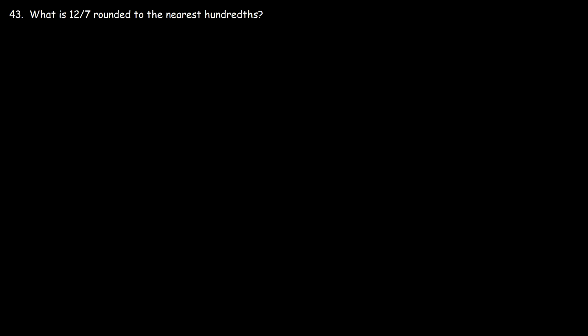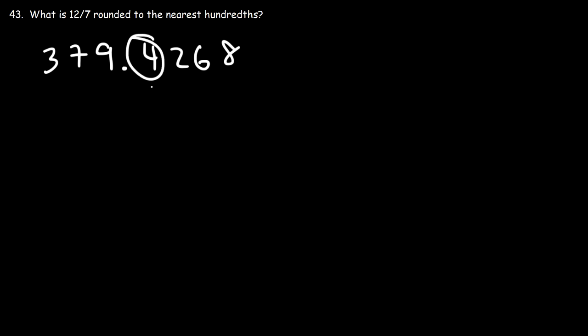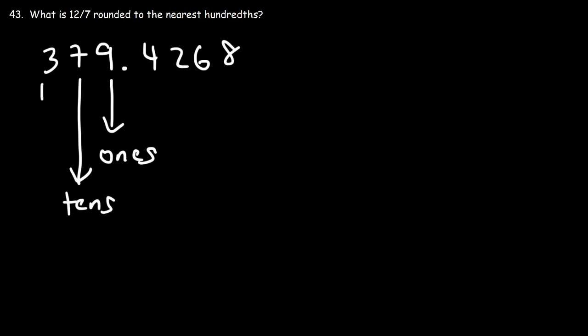Now let's say if we have this number, for example, 379.4268. You need to be familiar with each number listed here. So 4 is in the tenths place, 2 is in the hundredths place, 6 is in the thousandths place, 9 is in the ones place, this is the tens, and this is the hundreds. So I'm going to write it out. So here we have ones, tens, hundreds.